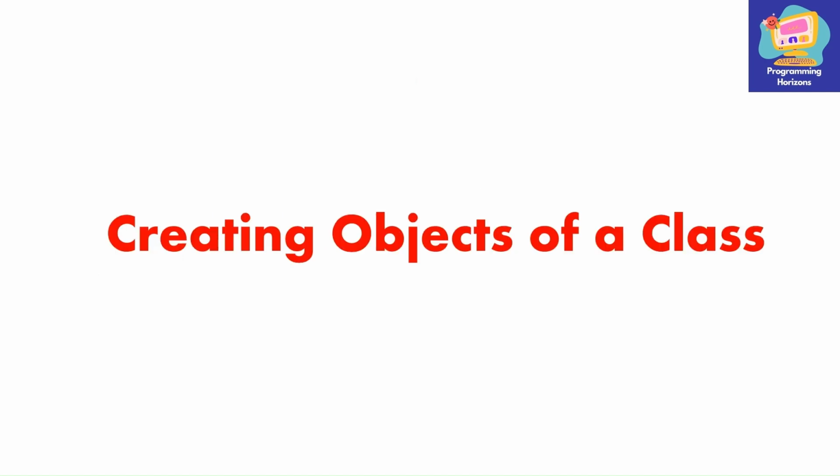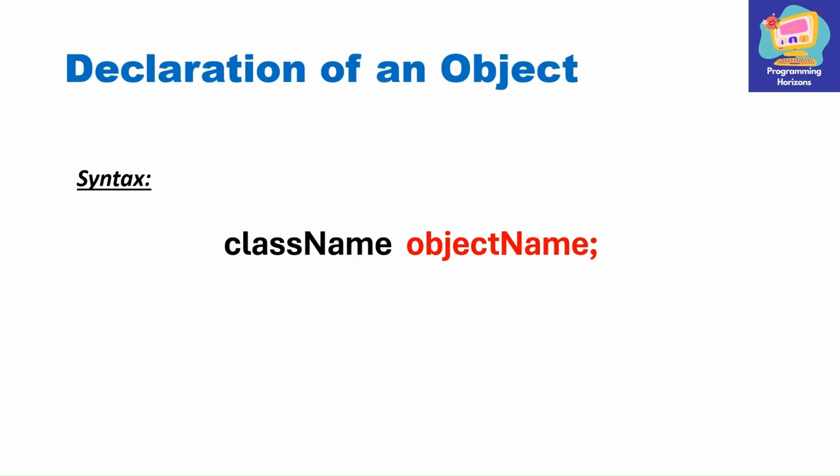Creating objects of a class. In order to access members of a class, we must create an object of the class. So, the syntax to declare an object of the class is like this. We first mention the class name, then we mention the object name according to the rules for identifiers and terminate this statement with a semicolon.